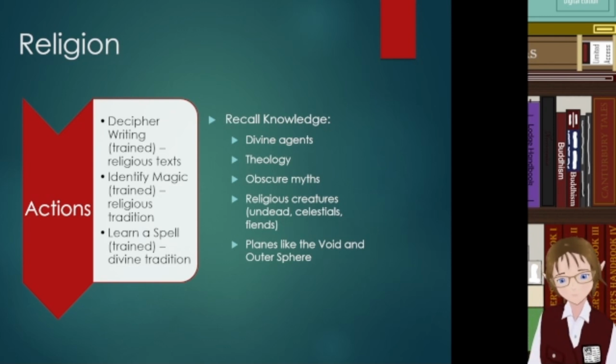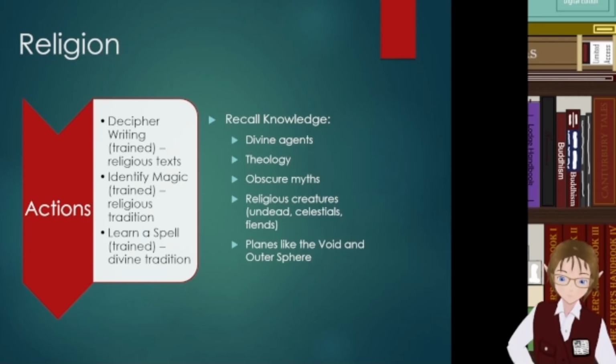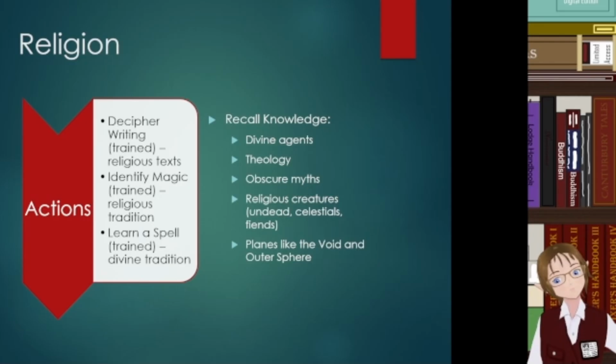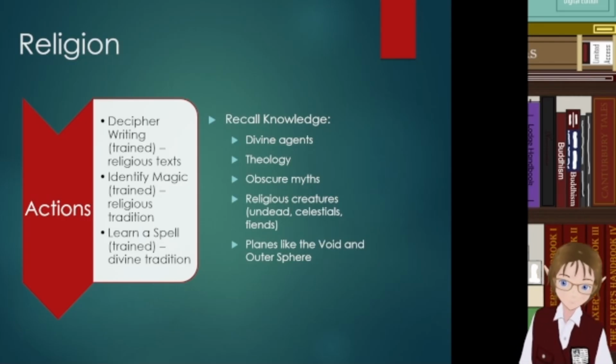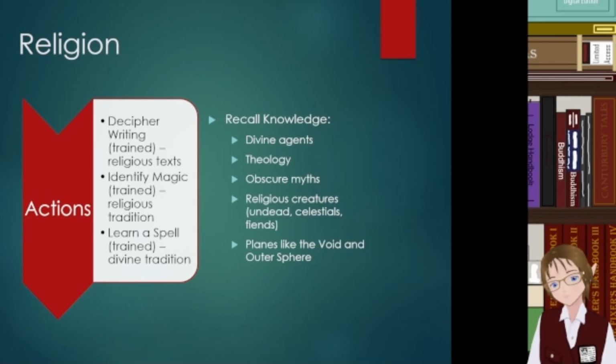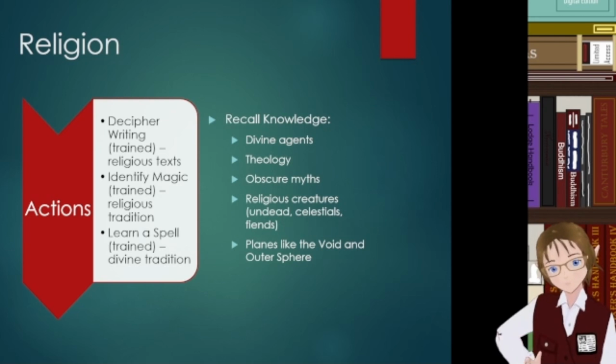The other thing that recall knowledge religion can be done with is for planes like the Void and the Outer Sphere, basically divinely associated planes, and religiously associated creatures, which include the obvious celestials and fiends, but undead also count under this. Some GMs might put the dividing line between spirits and undead a little loose and let you recall with occultism for undead and religion for spirits, but that's very GM dependent, and some prefer to go rules as written.